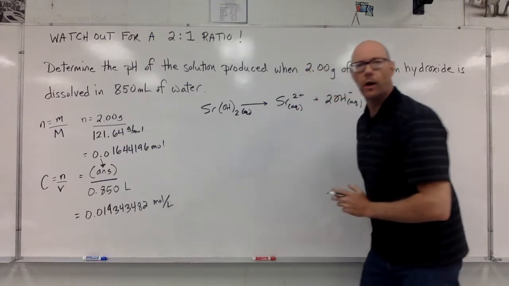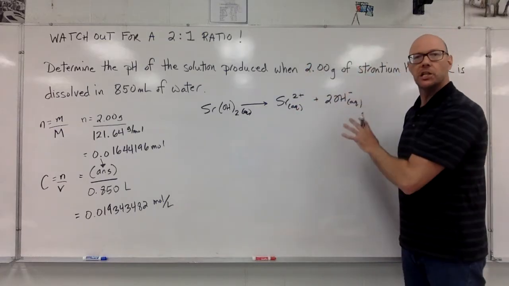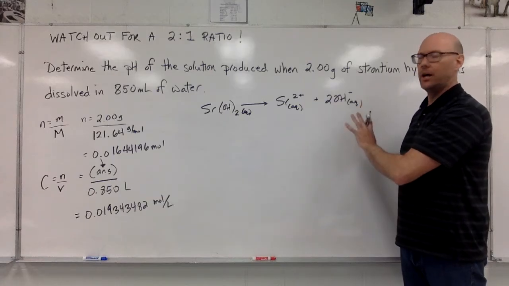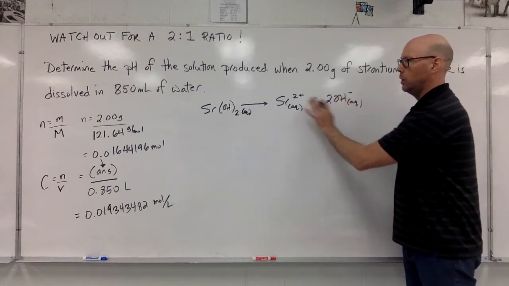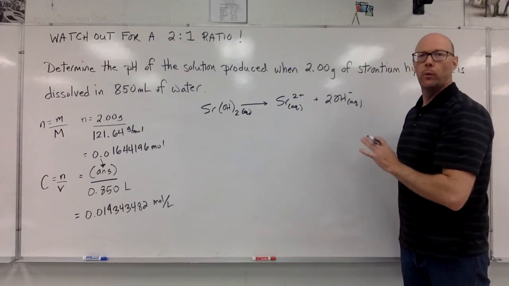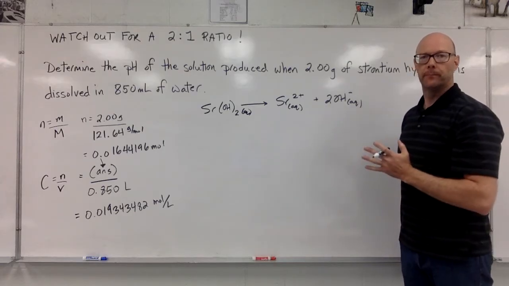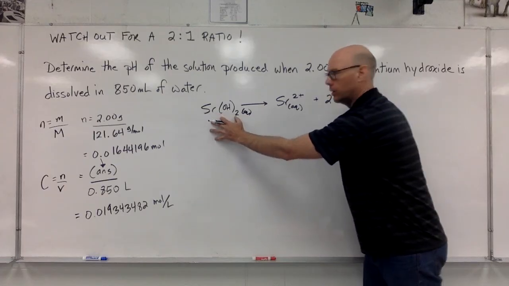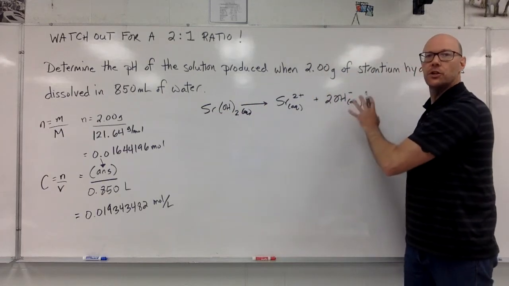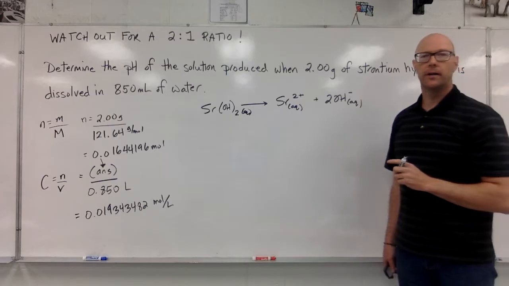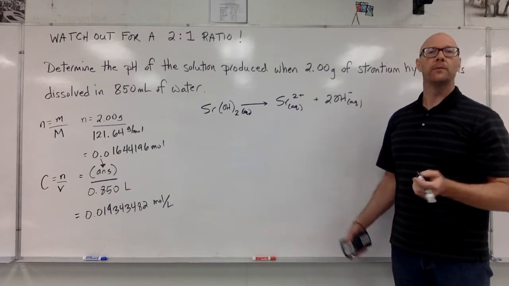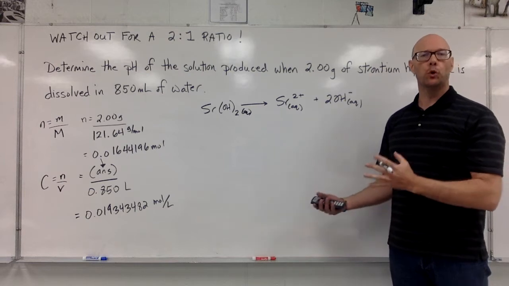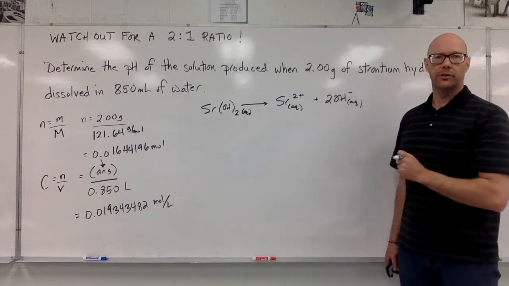We have the concentration of the Sr(OH)2, the strontium hydroxide. Here it is, 0.019. But what we need to continue our work is the concentration of the hydroxide ions. And they are in a 2-to-1 ratio with our original compound. To convert the concentration of the compound into the concentration of the hydroxide ions, we need to multiply it by 2. That's not an amazing mathematical step. However, it's a crucial one to arrive at the answer.